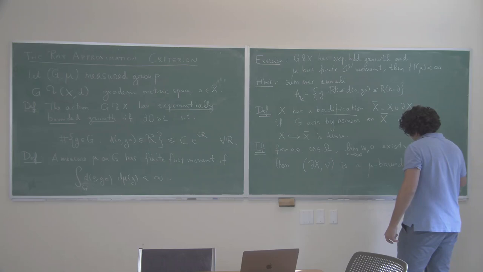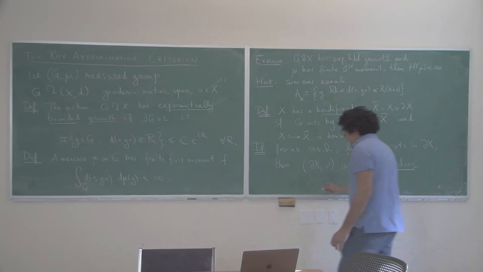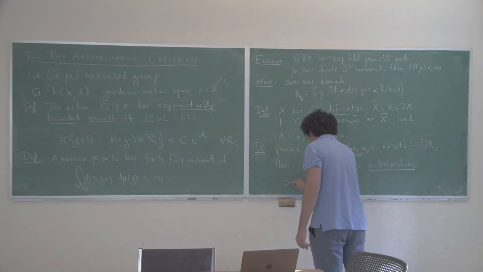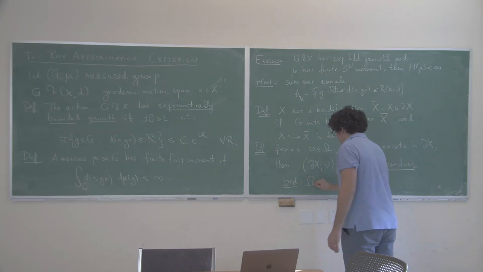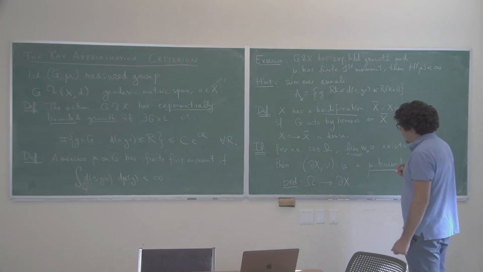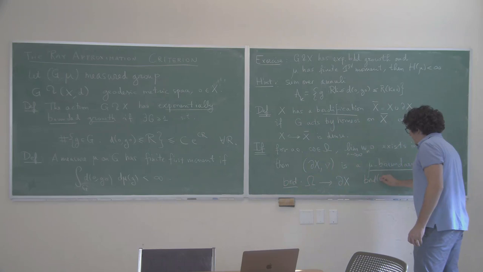And we have a so-called boundary map, which we can call different ways, maybe B and D is one traditional way. We call it from the space of infinite sample paths to the boundary of X, which is just the limit. Boundary of omega is the limit of this sample path.